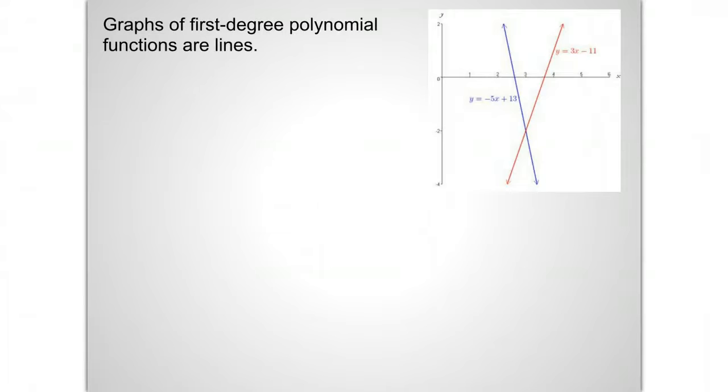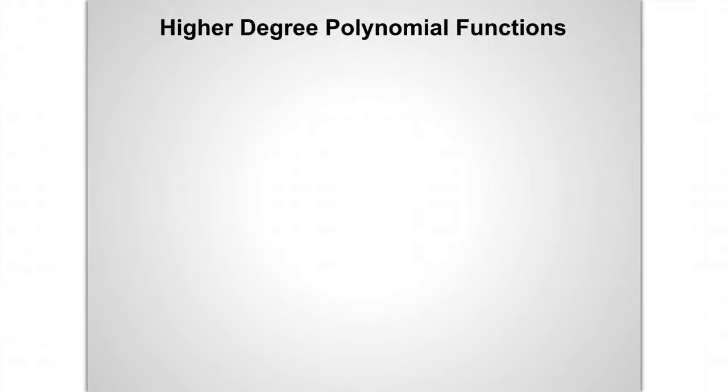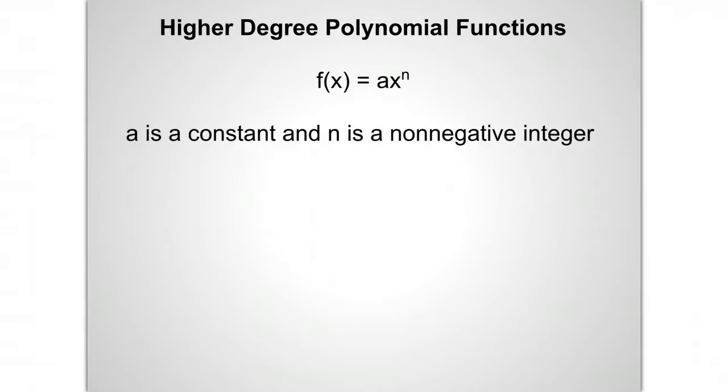First of all, we are going to go beyond first-degree polynomial functions. First-degree polynomial functions are lines. Graphs of second degree, or quadratics, are called, as we know, parabolas. What we're going to do is look at higher degree polynomial functions that have a degree greater than 2. So the basis of those, kind of like a parent function, would be this, where a is a constant and n is a non-negative integer.